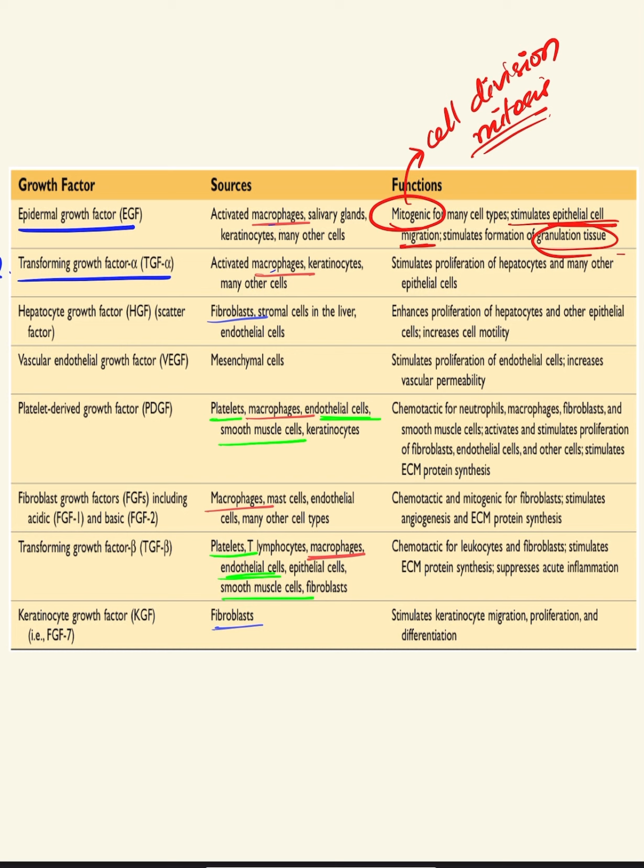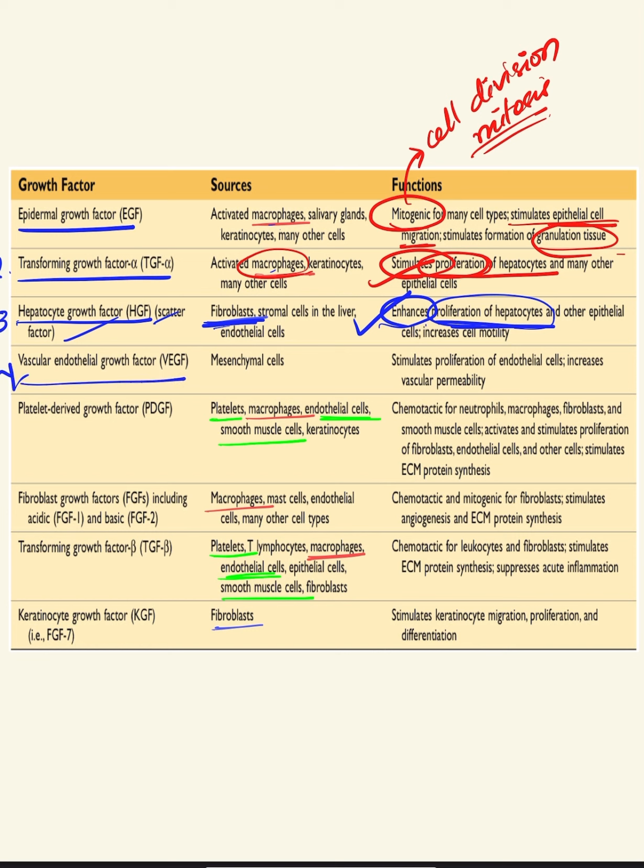Transforming growth factor alpha, again macrophages is the common thing. They stimulate proliferation of hepatocytes, only proliferation of hepatocytes. That is the start. The third factor is hepatocyte growth factor, also called scatter factor. These are produced from fibroblasts. Remember fibroblast here. They do the same function, proliferation of hepatocytes, but they enhance it. Proliferation of hepatocytes is started by transforming growth factor alpha, but it is enhanced by hepatocyte growth factor.